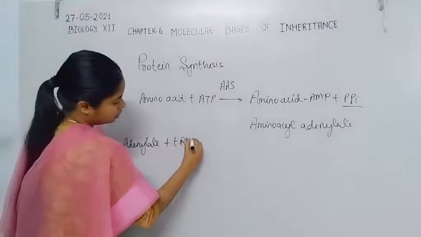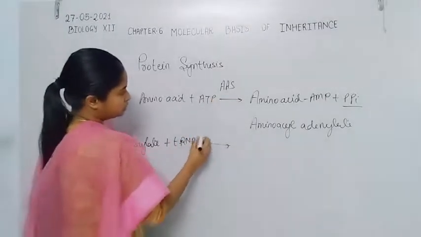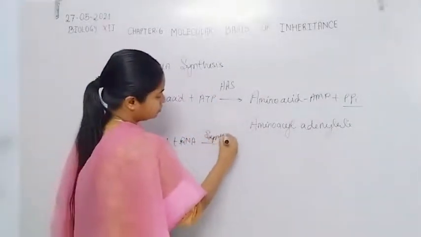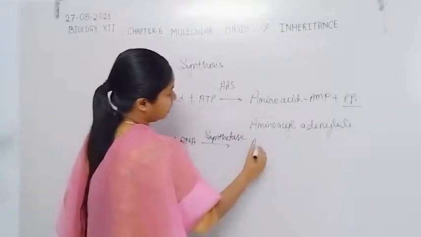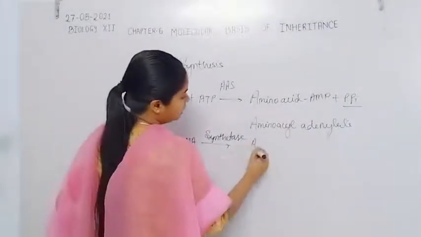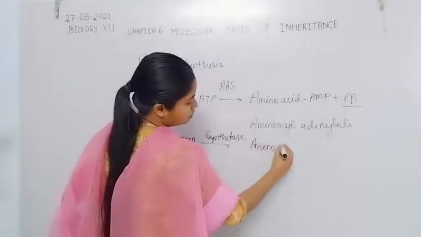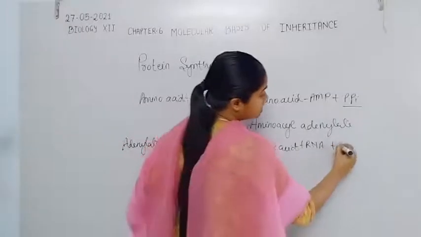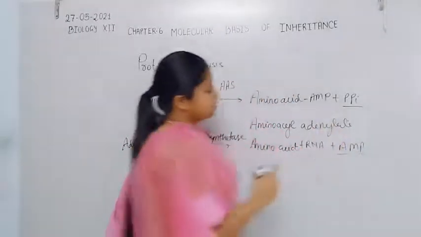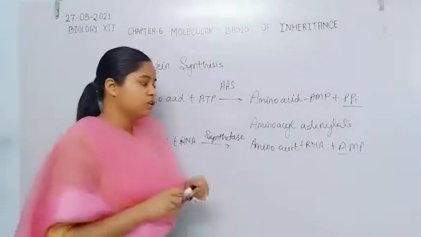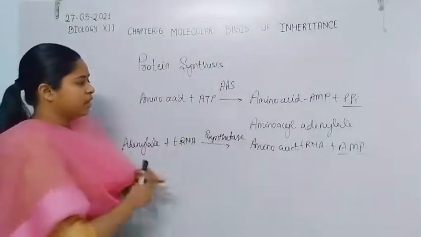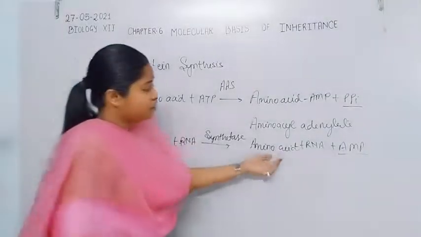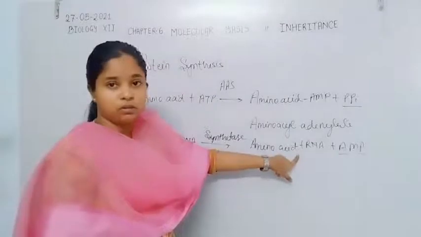tRNA in the presence of the enzyme synthetase and forms tRNA with amino acid, plus AMP. The monophosphate is released in the form of AMP, adenosine monophosphate. So at this point the amino acid finally gets attached to the tRNA.